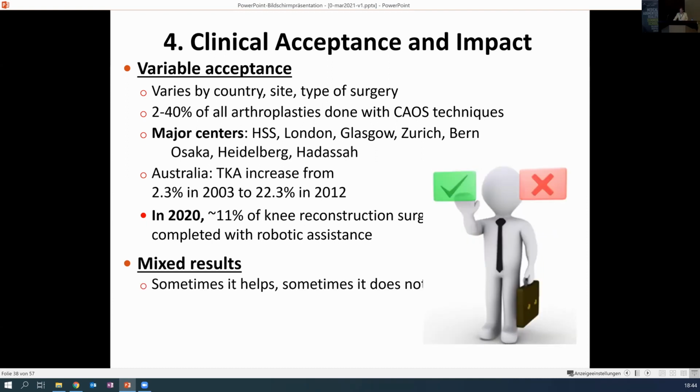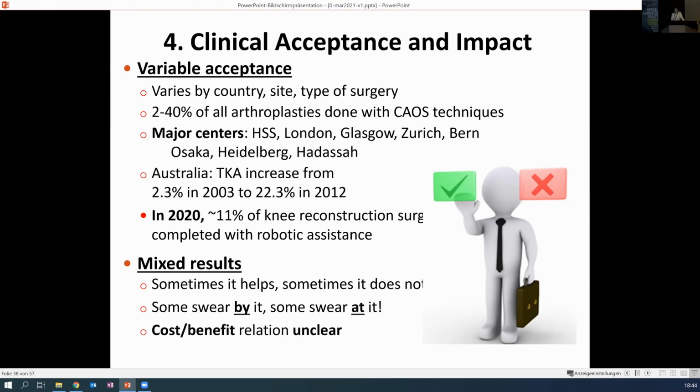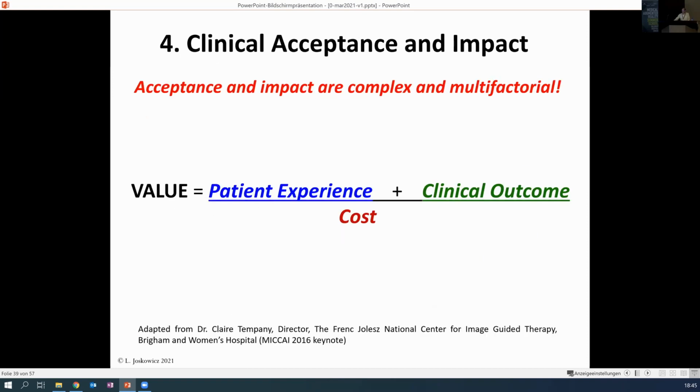You ask some surgeons, they'll say it sometimes helps, sometimes it doesn't. Some surgeons swear by the technology and others swear at the technology, and we still see that. And this is related to what I told you about, the issue of uncertainty and inaccuracy, okay? And the cost-benefit relation is simply unclear. But I still believe that it's here to stay in the long run because we eventually are going to overcome these measurement issues.